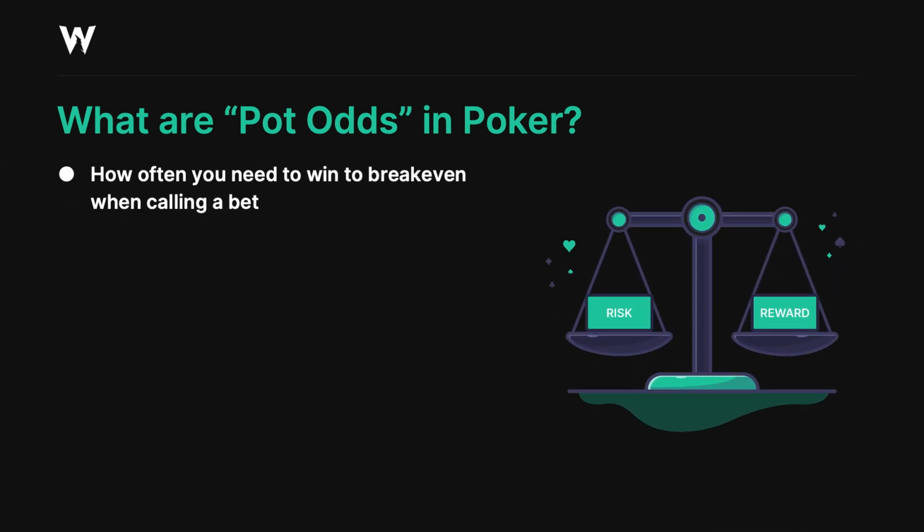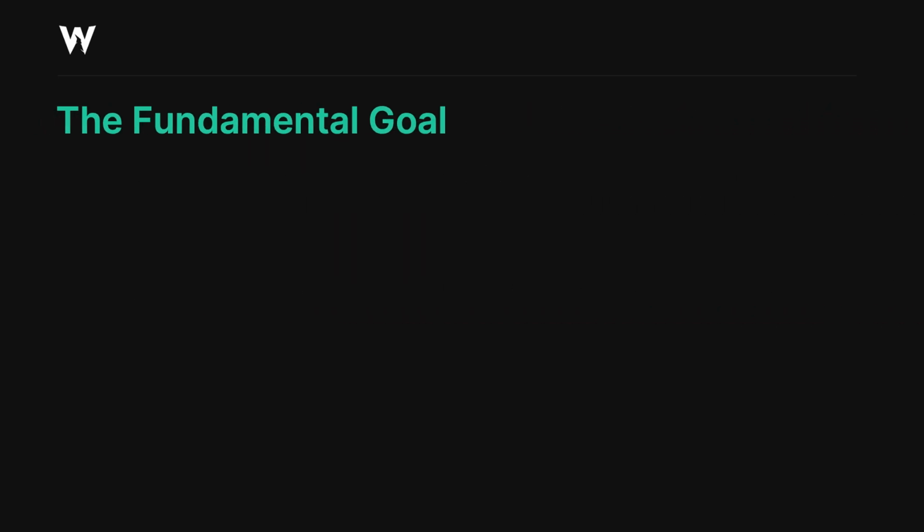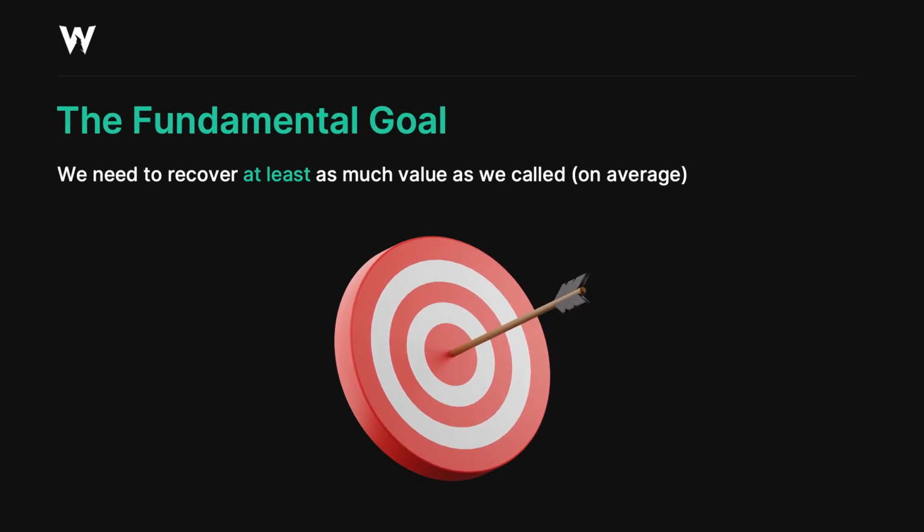Pot odds in poker tell you how often you need to win to break even when calling a bet. And this calculation is fundamental to poker theory because it weighs the risk and the reward of calling. So the fundamental goal is to recover at least as much value as you called on average. Sometimes you'll win, sometimes you'll lose, but on average, you want to win at least as much money as you called. So let's put this to the test.